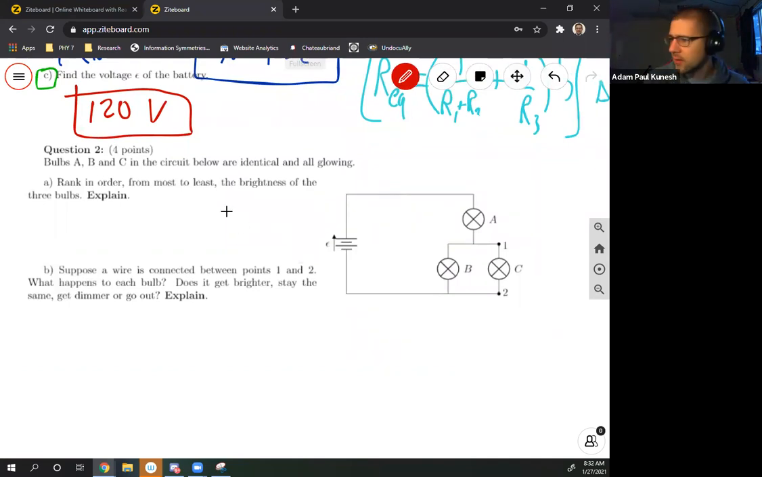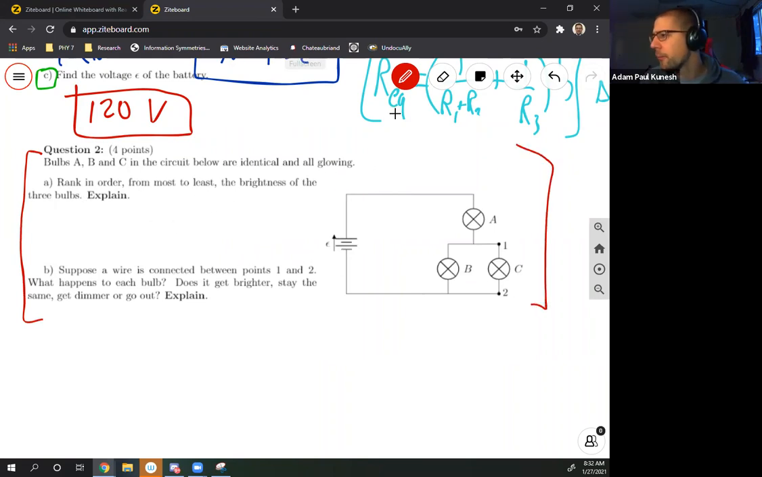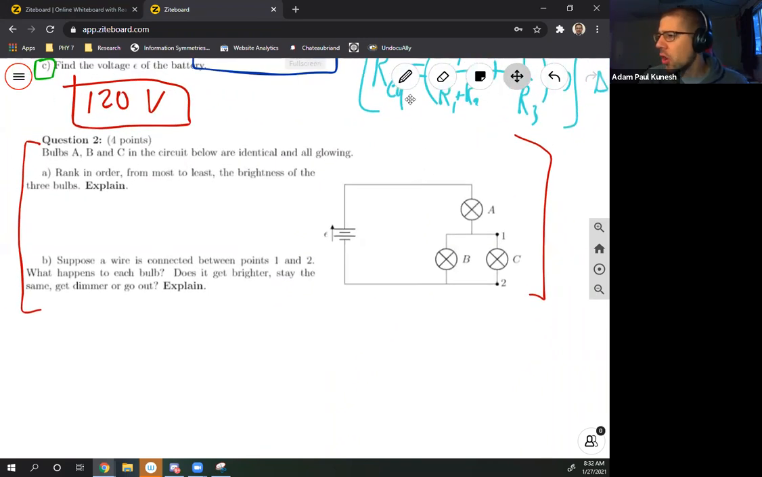Bulbs A, B, and C in the circuit below are all identical and all glowing. Rank in order from most to least the brightness of the three bulbs. Explain. There are a few things to think about here. The first is that when we talk about the brightness of the bulbs, what we're really talking about is power. Power is current times change in voltage. This is the power dissipated in any element of a circuit, or any section of a circuit.